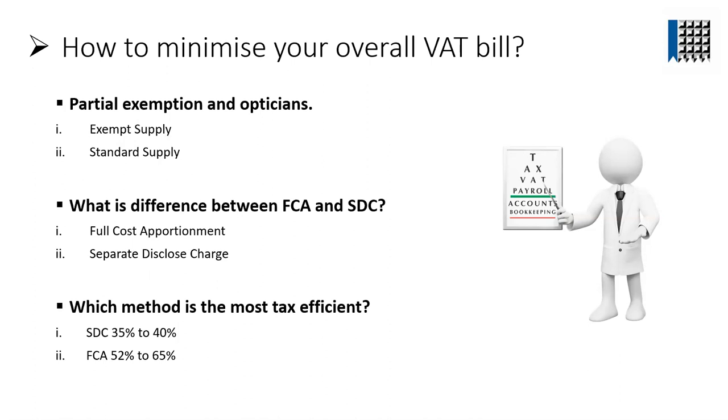All these supplies are standard rated. The principle of partial exemption not only applies to output tax, but it also applies to input tax, which is VAT on purchases. And it is this principle that creates complexity in the VAT accounting process for opticians. So opticians are partially exempt businesses because they make a mix of exempt and standard rated supplies. So how can you determine the correct output tax because you are making mixed supplies?